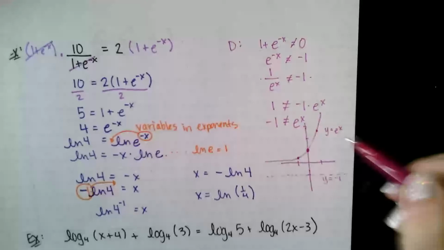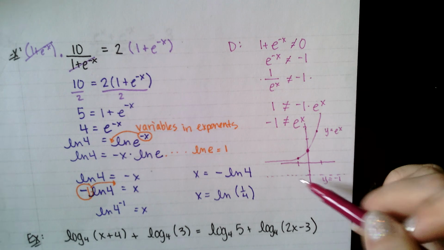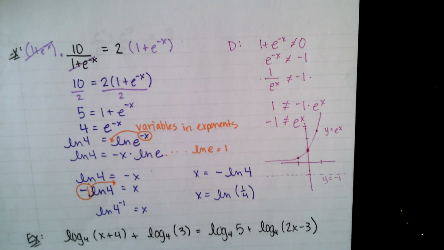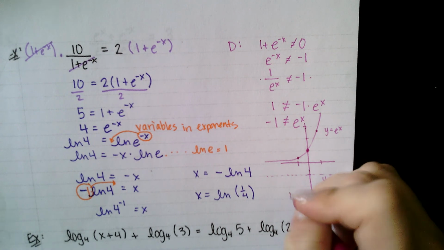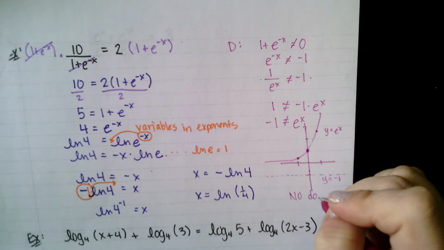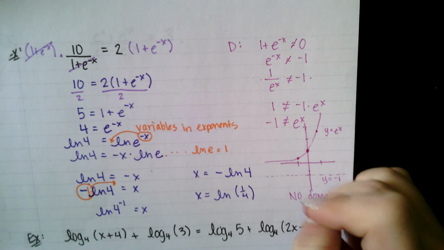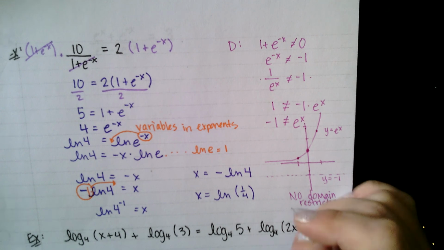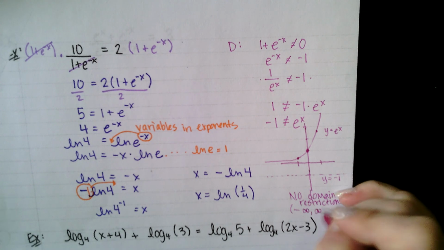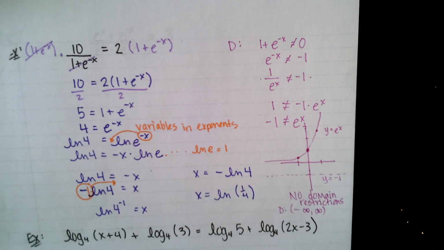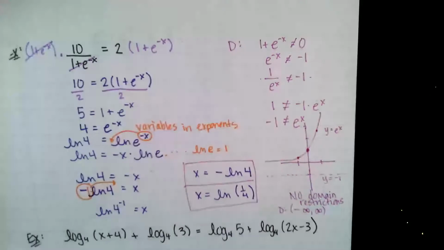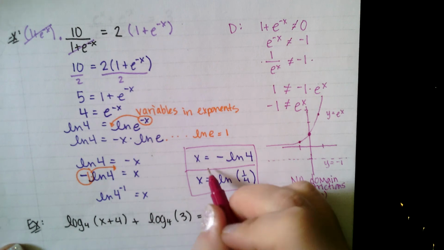So you can see that y equals e to the x and y equals -1 never cross. So e to the x never does equal -1. So that means we have no domain restrictions. And the domain would be -infinity to infinity. So that whichever version of our answer we choose to use would work. Remember that these are the same.